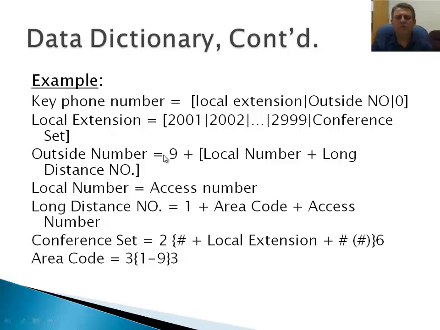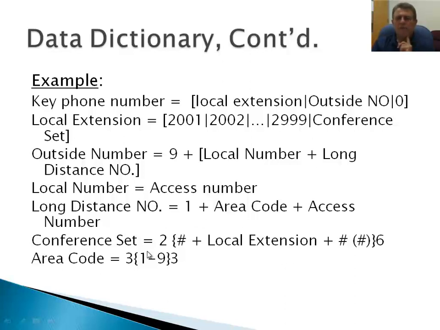Outside number, for example, we say you have to dial 9 plus, and when you have groupings, you put them in brackets, and I will explain these a little later completely. Local number plus long distance number. What's the local number? It's the access number. If you say access number, now I have to define it. What's the access number, right? Long distance number is 1 plus area code plus access number.